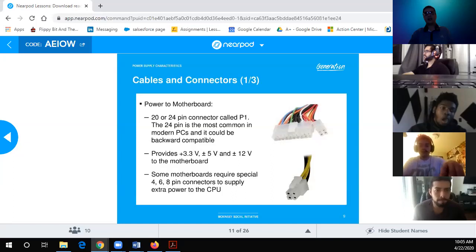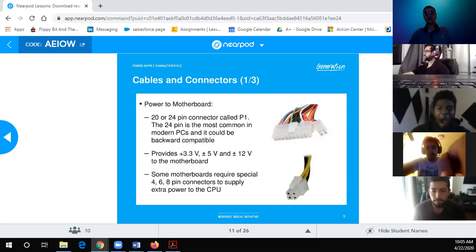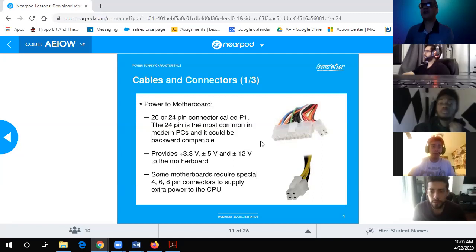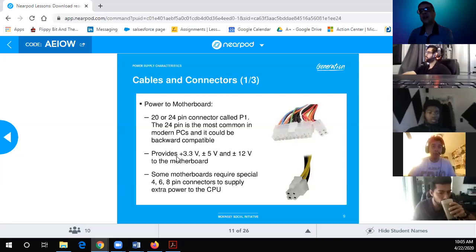All right, our cables and connectors. We have our 20 or 24 pin, depending on which one you have on your motherboard, called P1. That's power one, the main one. This is the connector that comes into the motherboard and powers everything on the motherboard itself. It provides, as we stated, the 3.3, the positive and negative 5 volts, and positive and negative 12 volts.